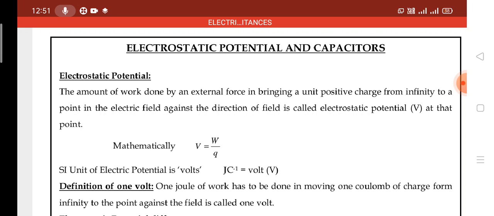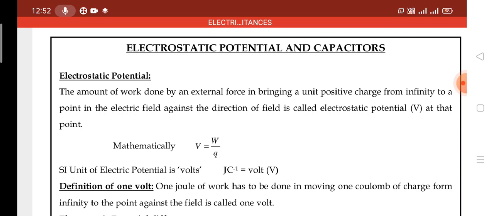Electric potential is nothing but some amount of work. The amount of work done by an external force in bringing a unit positive charge from infinity to a given point in the electric field against the direction of the field is called electric potential. In brackets they have shown electric potential is denoted by capital V.